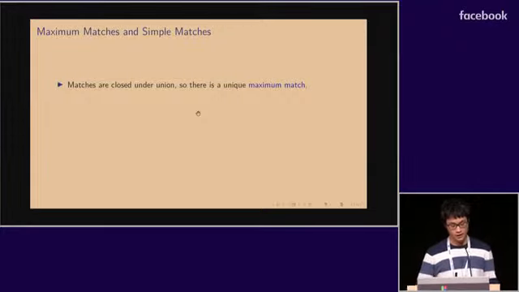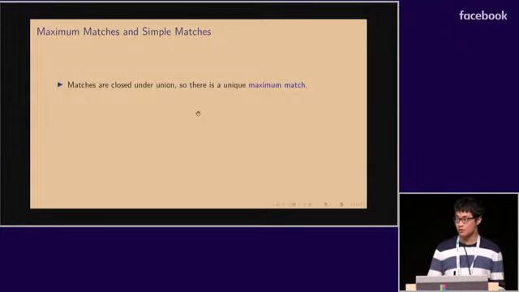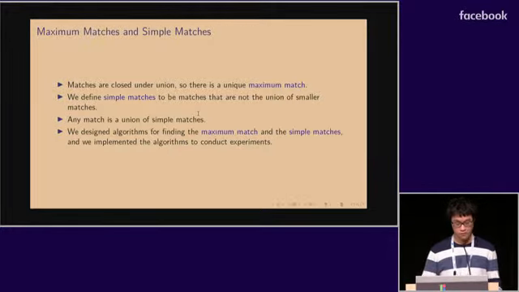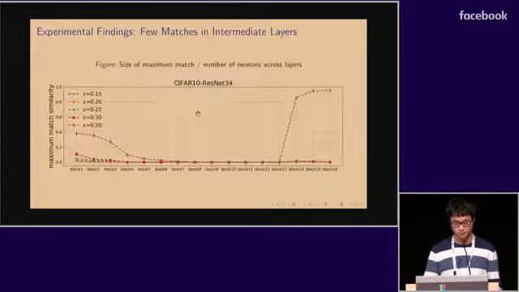Under our definition, matches are closed under union, so there is a unique maximum match, and we define simple matches to be matches that are not the union of smaller matches. And we can show that any match is a union of simple matches. We also design algorithms for finding the maximum match and the simple matches to conduct experiments.